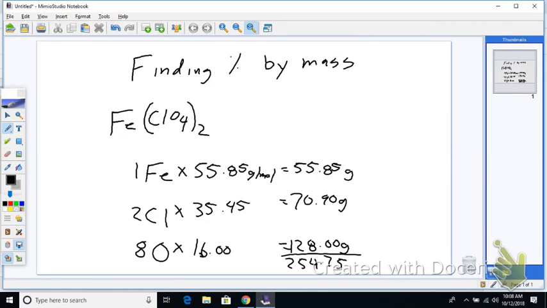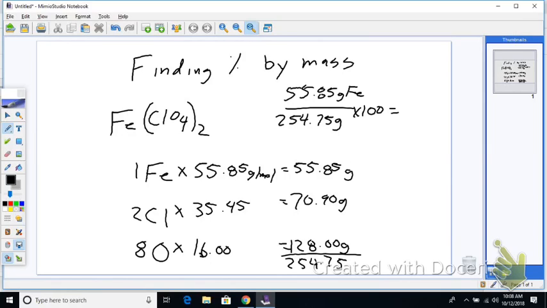Okay, so now what we're going to do, each one of those separately, we're going to find the percentage of them in the total. So we're going to take 55.85 grams of iron and divide by the total, 254.75 grams, times 100. And then we'll go ahead and get a percentage on that. So we're going to do every single one.